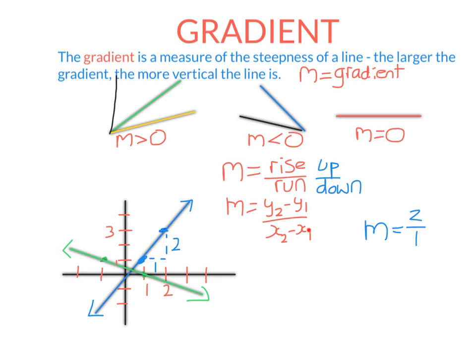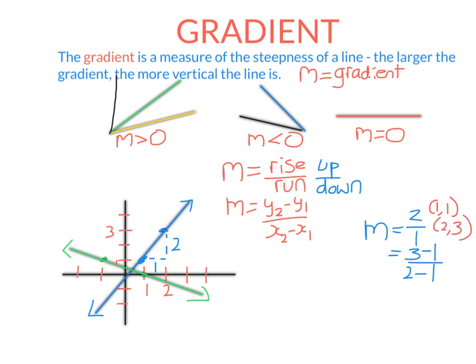If I wanted to use y2 minus y1, what I do is this. The y coordinate of the second point is 3. The y coordinate of the first point is 1, divided by the x coordinate of the second point, 1, minus the x coordinate of the first point, 2. So what I did to use this formula is I used the points (2, 1) and the point (1, 3).